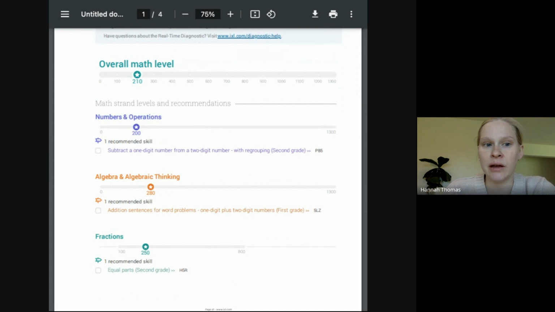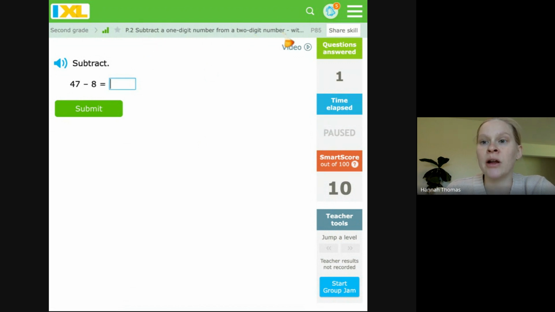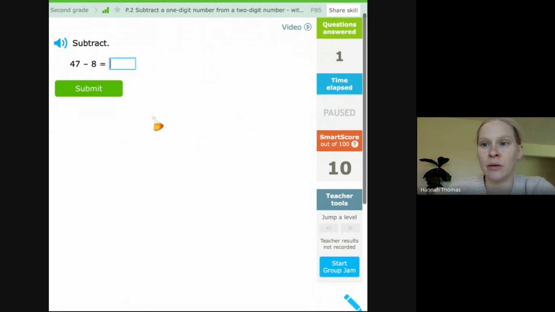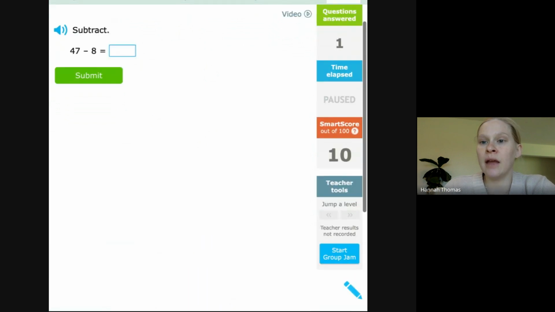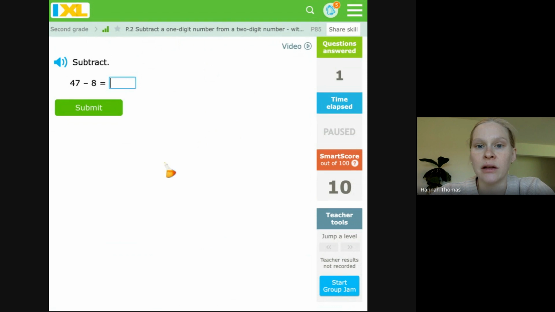So once I click that subtract a 1-digit number link, it's going to bring you right to the subtract a 1-digit number from a 2-digit number assignment. It will have you go through the assignment, and once you're done, it will tell you what you should do next. So if you've mastered it, it will move you on to the next skill that you need to work on. And if you haven't mastered it, you'll continue to have assignments that look exactly like this.